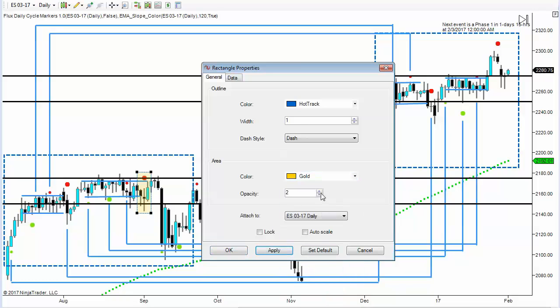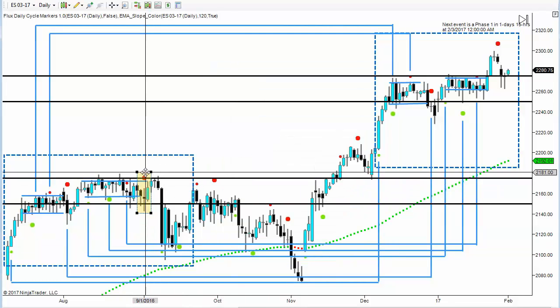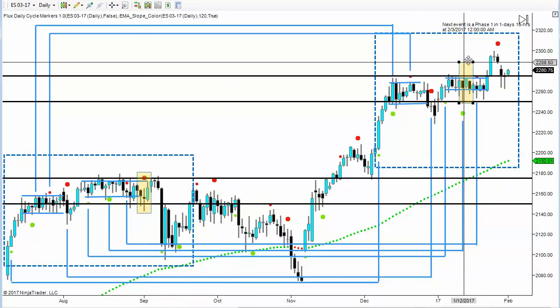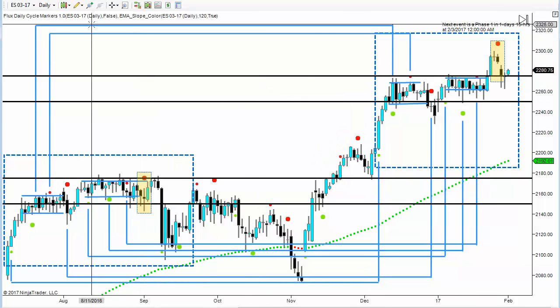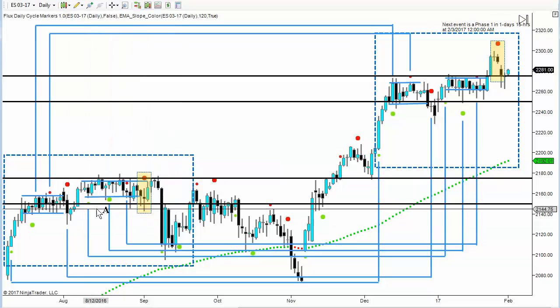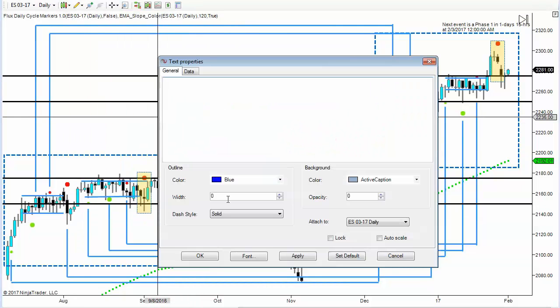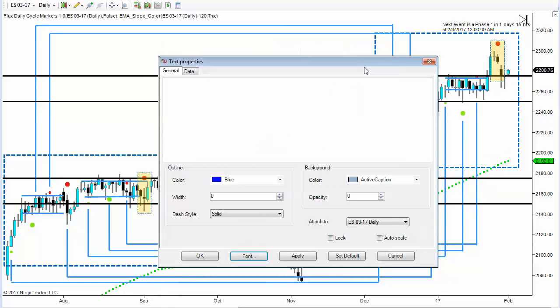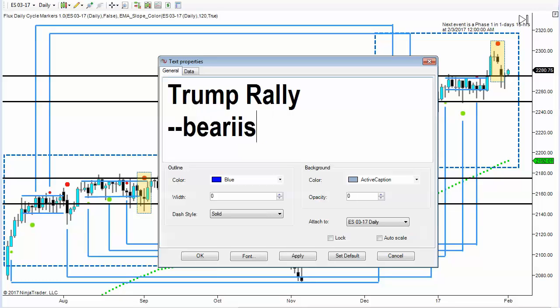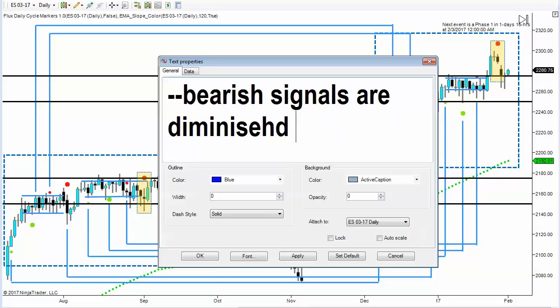Such a great word. Let's go ahead and use a golden rectangle to highlight the differences between the left side and the right side. One of the things that I've pointed out, and I will continue to point out over the next weeks and months and probably years, the way things in my longer term analysis is looking, the Trump rally, any bearish signals are diminished in strength.